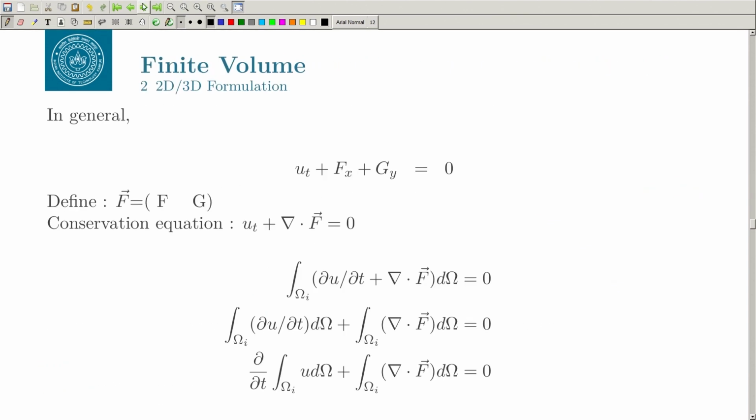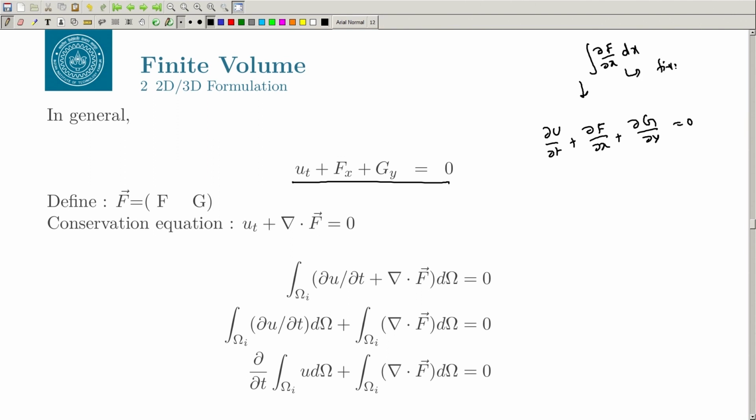Okay. If you go to 2D, there is a slight trick that we have to use, because you have more directions here. Okay, we have del u by del t plus del f by del x plus del g by del y equal to 0. Let us see in 2D. Okay. So, in 1D what we had done, we had just taken this and integrated it across a volume. So, this gave us this f i plus half and f i minus half.